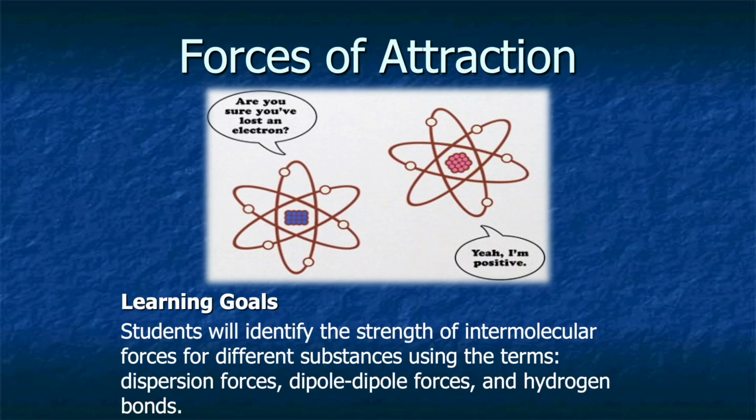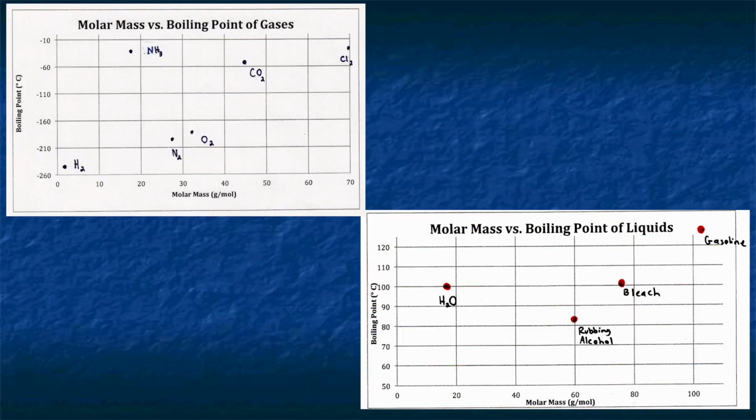I'm Miss Slate and today we're going to be talking about intermolecular forces. So let's start by looking at these two graphs. Both of them represent a graph of boiling point versus molar mass for a series of compounds. Let's start by looking at the one in the upper left.